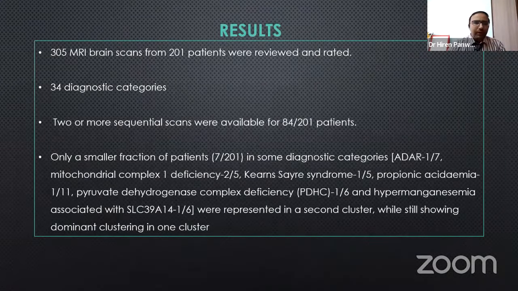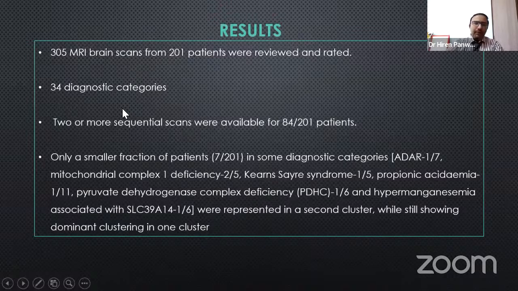So a total of 305 brain scans were evaluated. And in this study, they identified 34 diagnostic categories, but they reviewed the literature from other journals and the diagnostic categories increased up to 93. So that's a large dataset. And out of these 201 patients, 84 had two or more sequential scans available. So they have done a follow-up of those patients also, in which they were finding the follow-up scans.